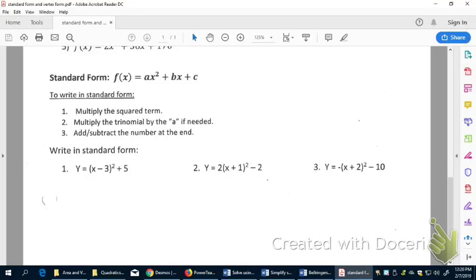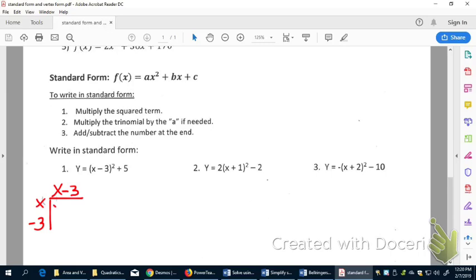So to write an equation in standard form, the first point there says multiply the squared term. Okay, that means that we need to figure out in number 1 what (x - 3)² is. I'm going to do it in the box, and I realize some of you will not, but that's okay. So we're going to square out the (x - 3).